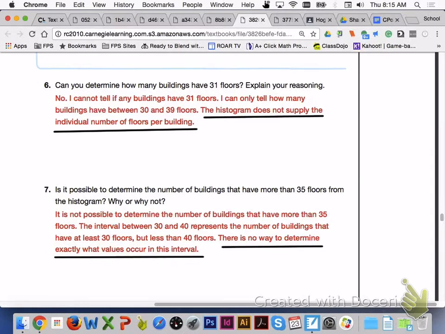For number 7, it is not possible to determine the number of buildings that have more than 35 floors. The interval between 30 and 40 represents the number of buildings that have at least 30 floors but less than 40 floors. There is no way to determine exactly what values occur in this interval.